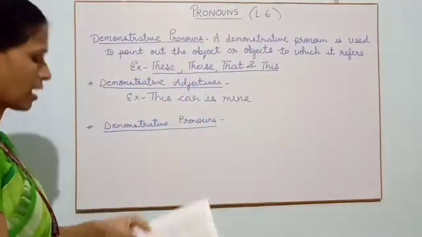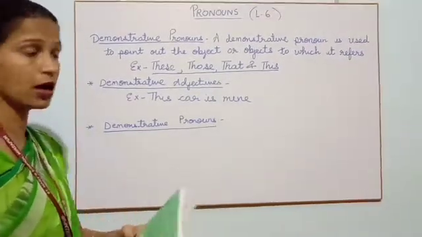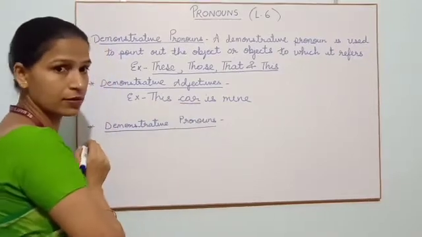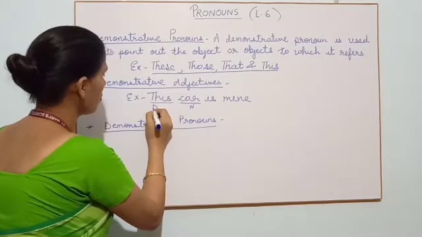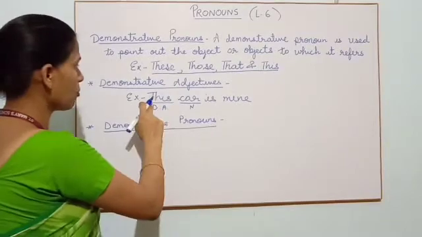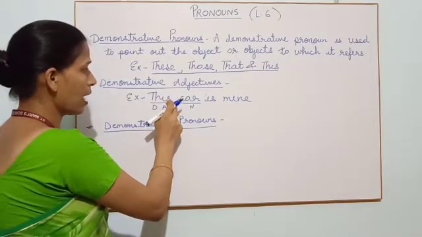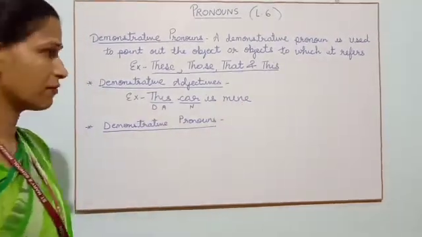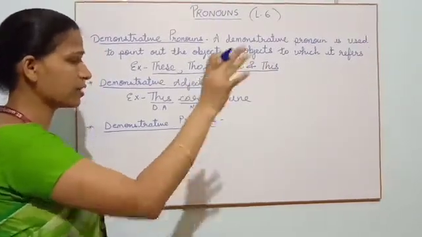Can you see this? As I have told you, demonstrative adjectives will come before the noun. This is your noun and this is your demonstrative adjective. I have told you demonstrative adjective will come before the noun, and so here this is one of the examples of demonstrative adjective. Now, when we are talking about demonstrative pronouns, you understand one thing?